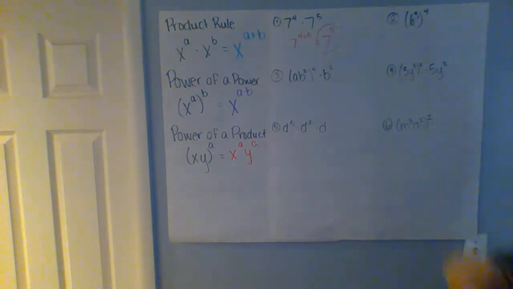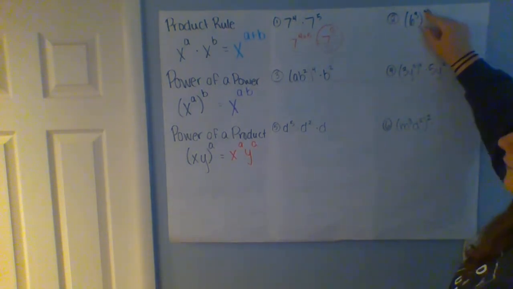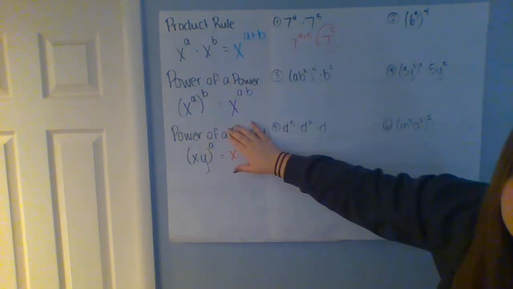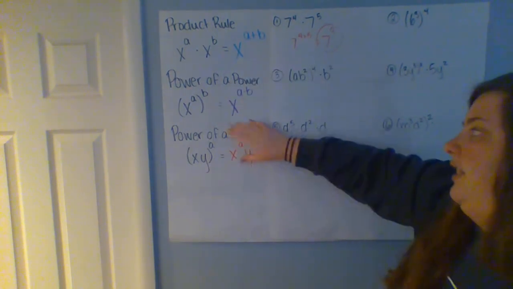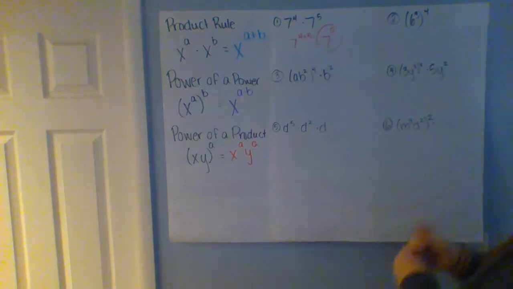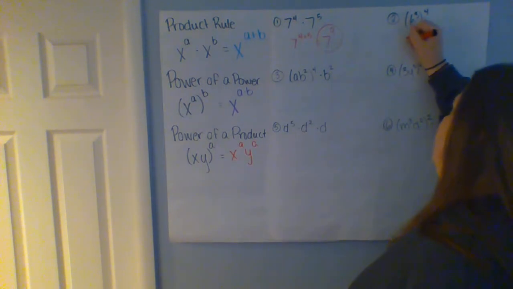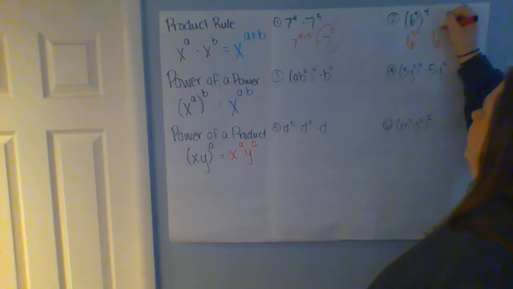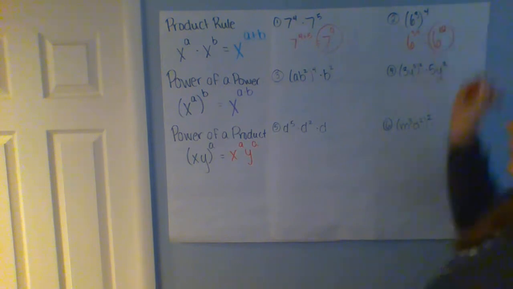Our next one is 6 to the 3rd, to the 4th. That one is one of our power of a power. So our power of a power rule tells us that we multiply the exponents. So it's going to be 6 to the 3 times 4. 3 times 4 is 12, so our answer is 6 to the 12th.